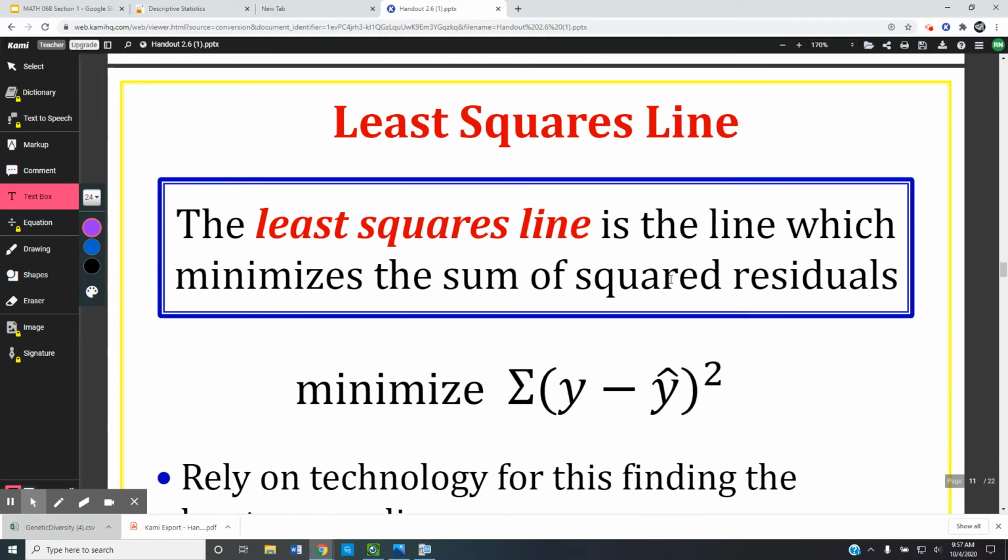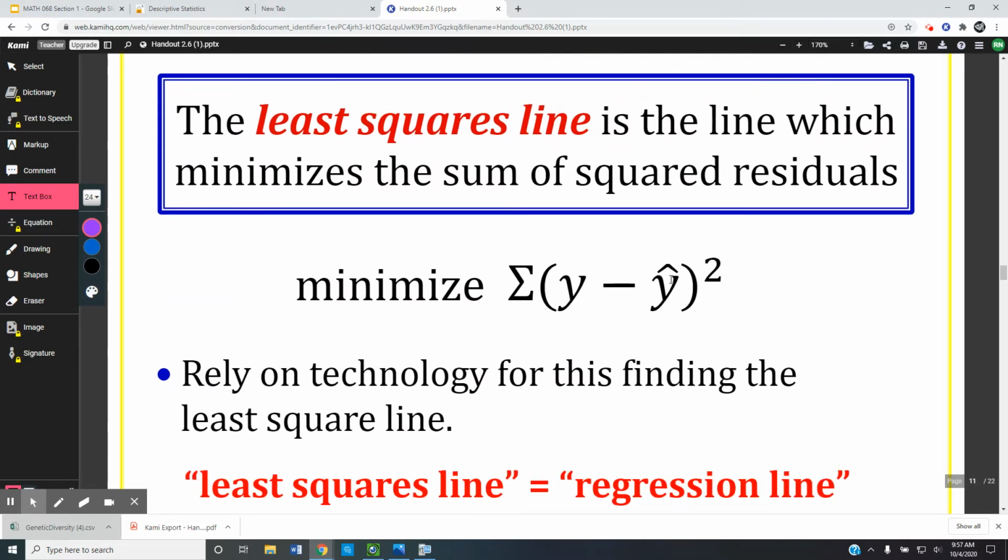How would you do this? Well, mathematically speaking, we would do this right here. We would take all the y's, subtract all the predictor values, and then square them, and then come up with a sum of all of them.